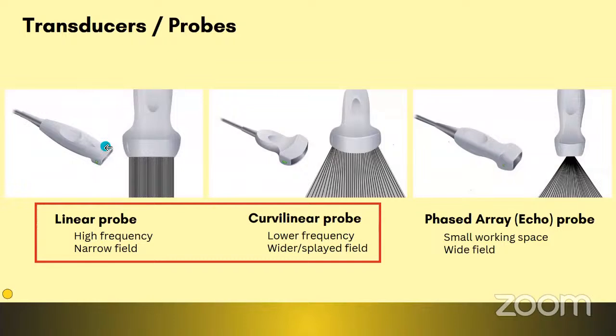So these are the multiple transducers, or from here onwards I'm going to use the term probes. These are the multiple probes which we'll be dealing with when it comes to ultrasonography. Namely, this is the linear probe, this is the curvilinear probe, and this is the phased array or echo probe.